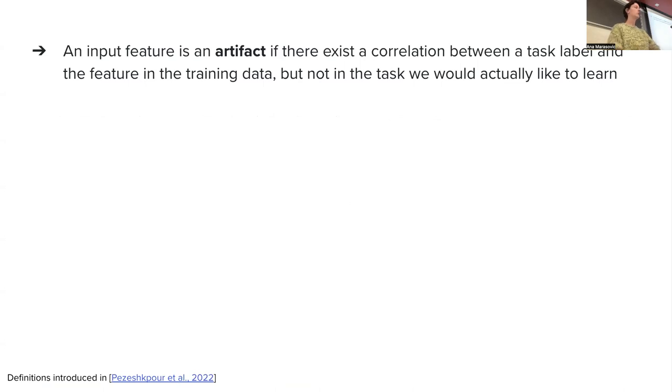at some point I probably mentioned that this definition of what is an artifact, or a data shortcut, or spurious correlation in data, is a feature. With images, a feature is a pixel. With text, the feature is an input token. So an input token, for example, is an artifact if there exists a correlation between a task label and that feature in your data, but not in the real occurrence of that task in the real world.